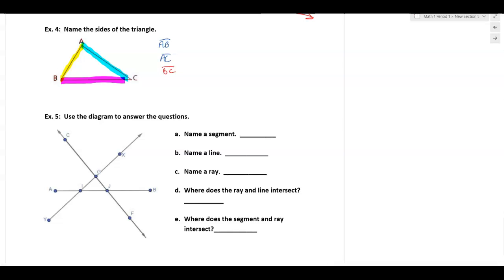So when we look here, in this example, I know there are many segments, but when we look at the bigger ones, right, can we name a segment? Well, the one they want you to look for is this one here. That would be segment AB.